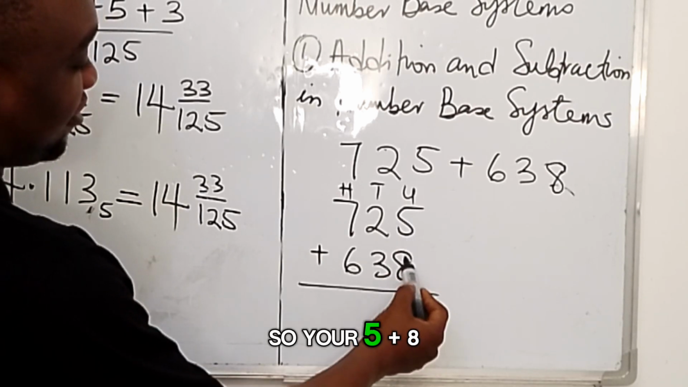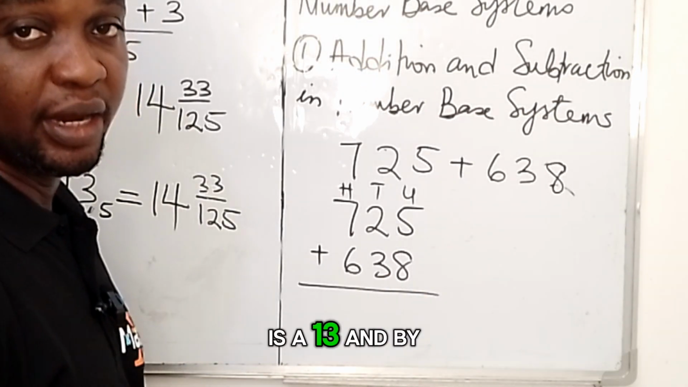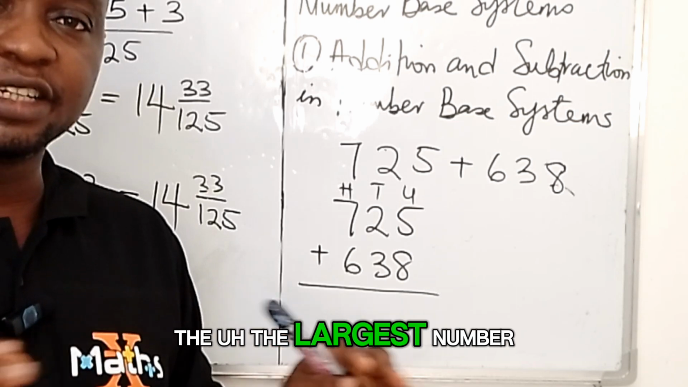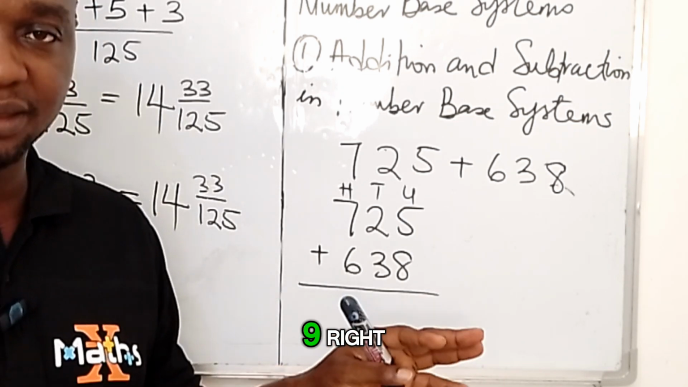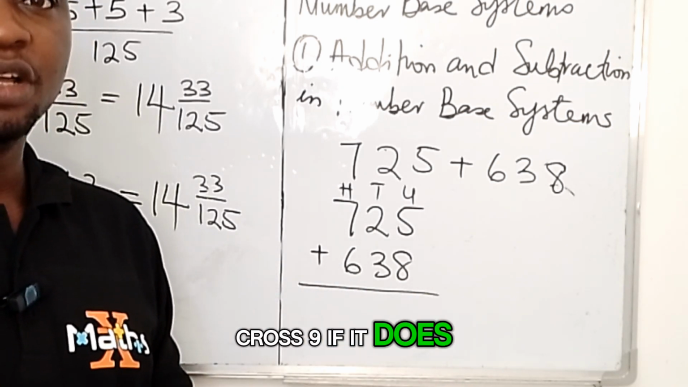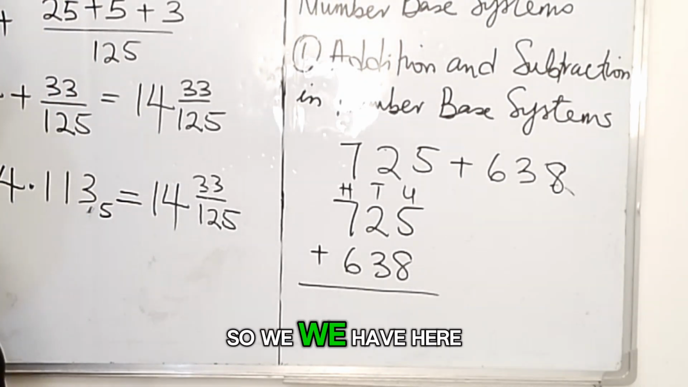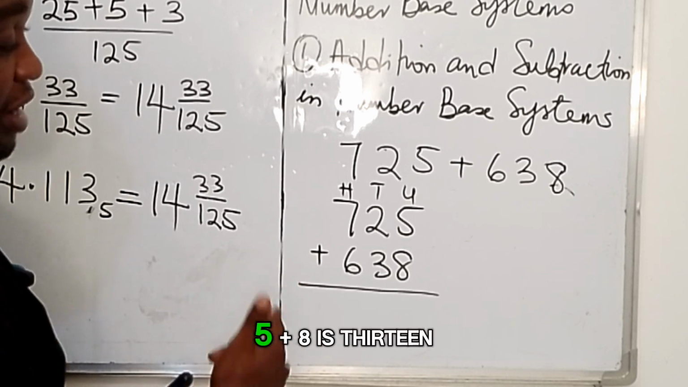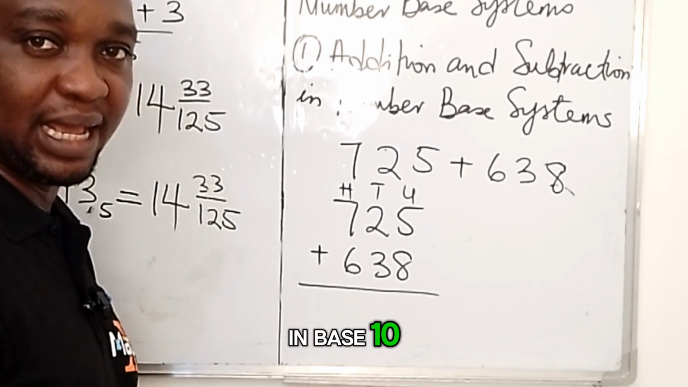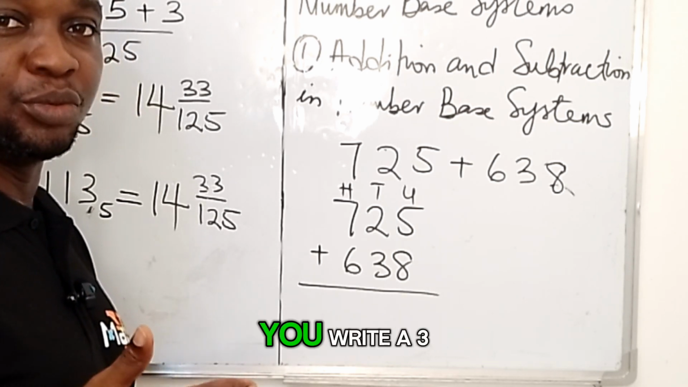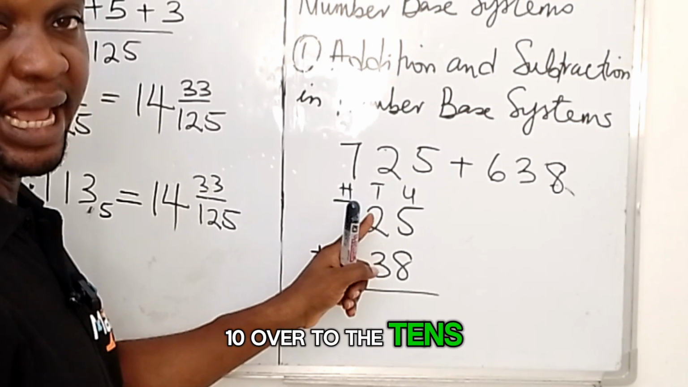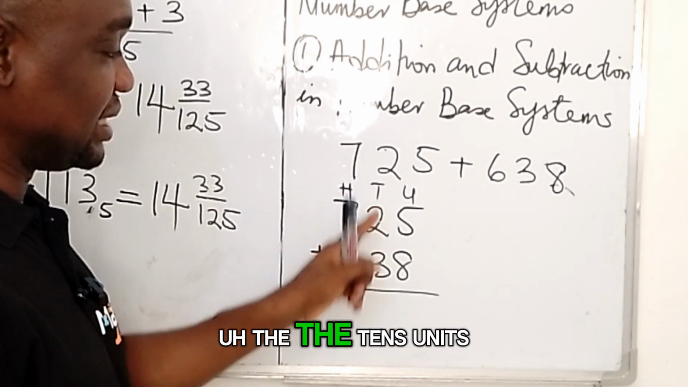So your 5 plus 8 is 13. Remember, you're counting in base 10. The largest number in base 10 will be 9, right? It cannot cross 9. If it does, you carry. So we have here 5 plus 8 is 13. And you cannot write 13 in base 10, right? So you write a 3, and then you carry the 10 over to the tens units.